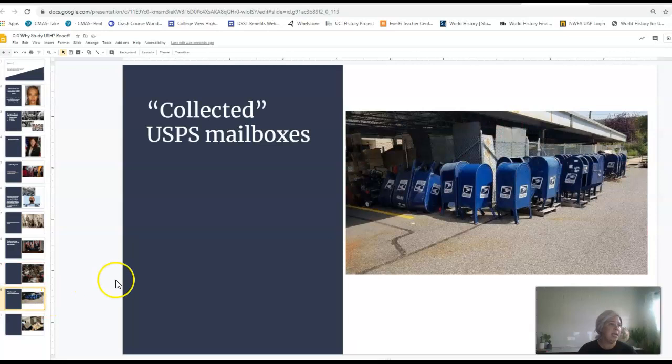This is number 9. These are collected USPS mailboxes. If you've been following the news recently, you've been hearing about how the Postal Service is really under attack. It's the federal government organization that most people associate themselves with. It's a 92% favorability, the United States Postal Service, and unfortunately, they have been collecting these collection boxes and storing them in warehouses and turning off sorting machines. Why is this significant? Why should we look at this as part of U.S. history? Respond to that.